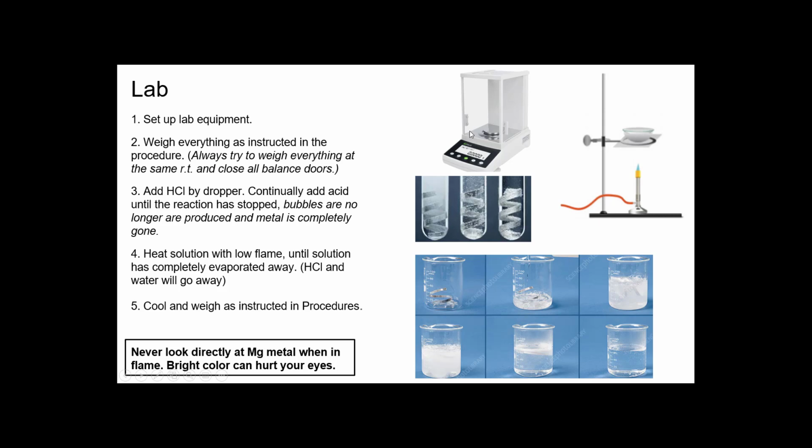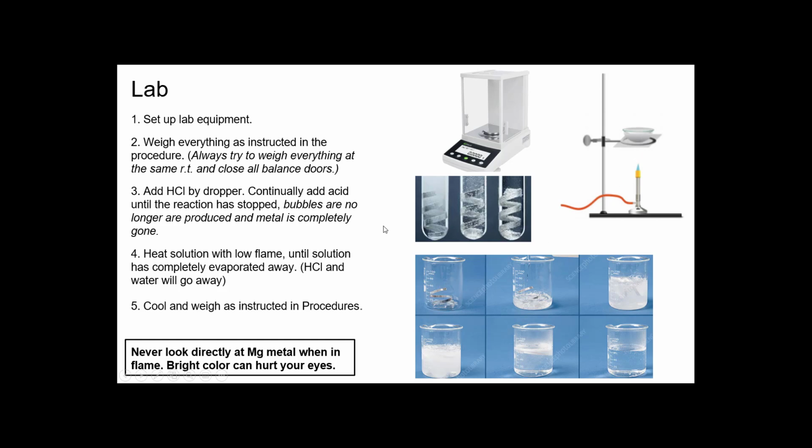Weigh everything. This is an analytical balance. When you weigh it, you will close all the doors because these are so sensitive that even air conditioning systems sometimes affect the mass on them. And you always want to weigh everything at the same room temperature because even temperature can affect your results on a balance. So in this lab, you're going to have your metal, and this is what a metal looks like in this picture here. You can see it's a metal ribbon.